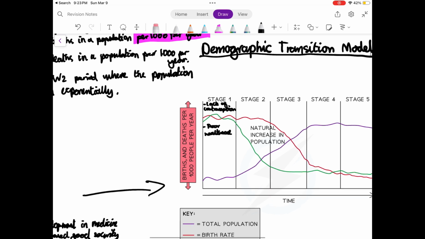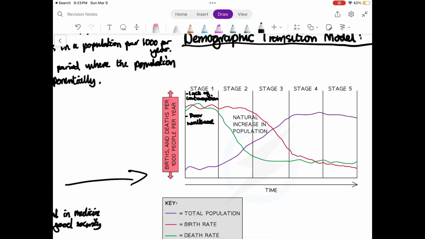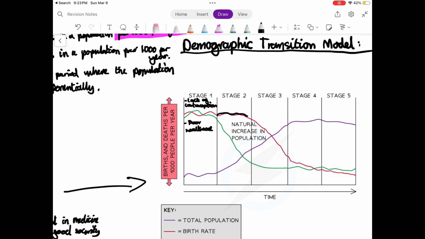In the second stage of the DTM, birth rates still remained high, as you can see from this red line here. However, you can see that the death rate started to decrease by a lot, and this may be because there was more access to healthcare and improved diets.